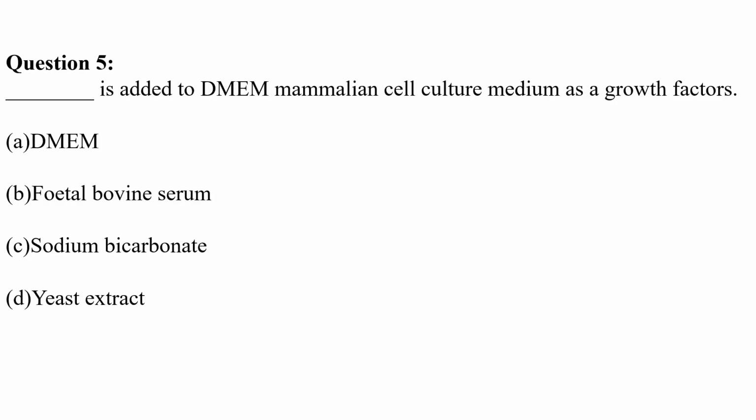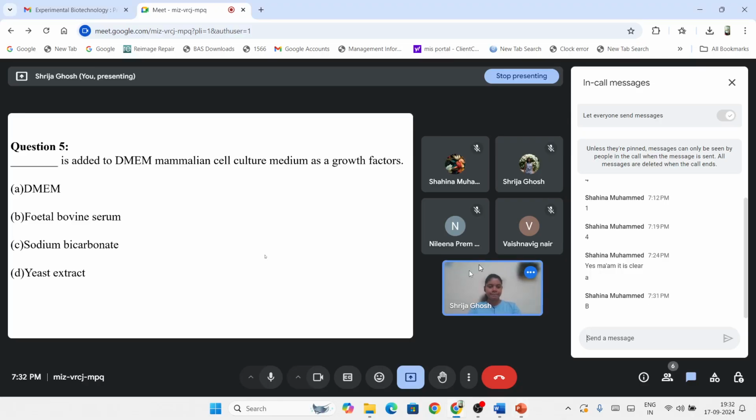What do we add in the DMEM medium as a growth factor? Option A, DMEM. Option B, FBS, that is fetal bovine serum. Option C, sodium bicarbonate. And option D, yeast extract. Option B, you are answering fetal bovine serum.